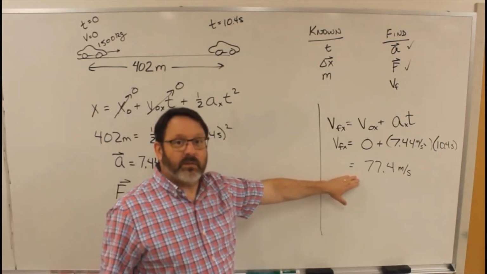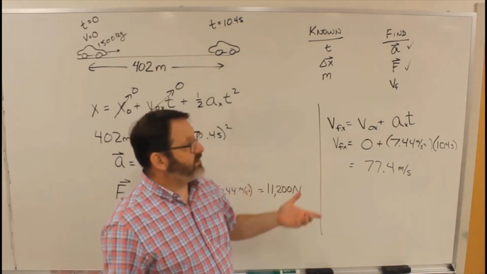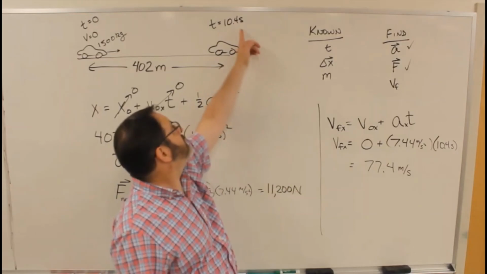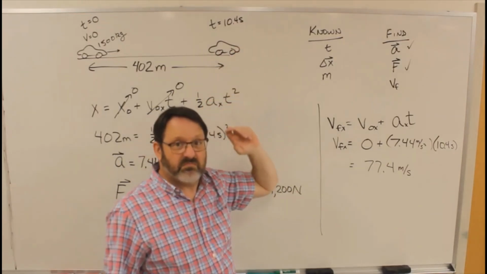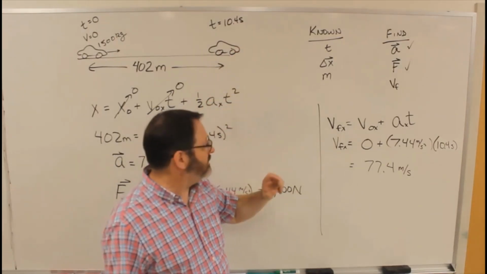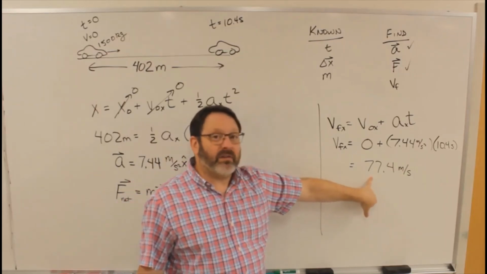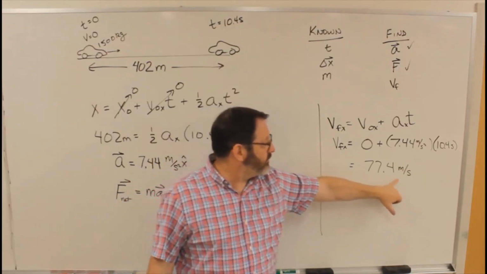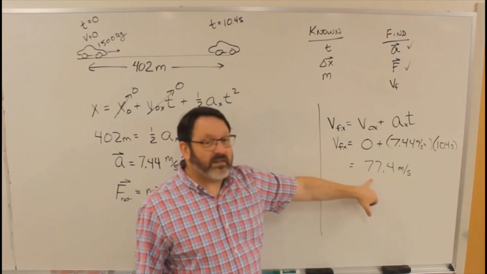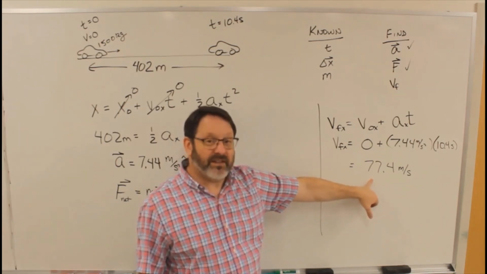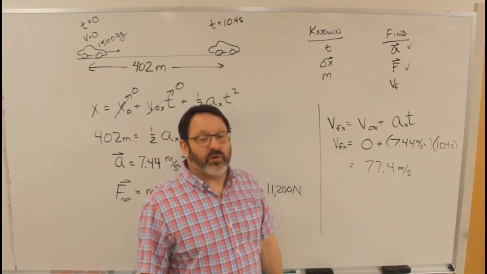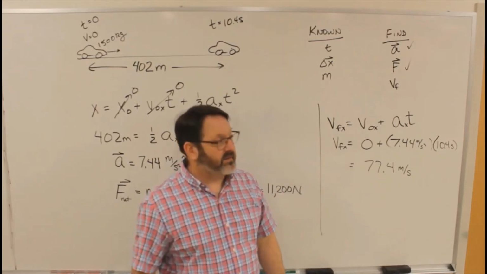Does that seem like a reasonable number? See, it's a fast car, right? It's been going for 10 seconds. That's a fairly long amount of time. So I'd expect that it could be going pretty fast. It's about 2 miles per hour for 1 meter per second. So that means this car would be going about 150 miles an hour after a quarter mile. So that's pretty fast.